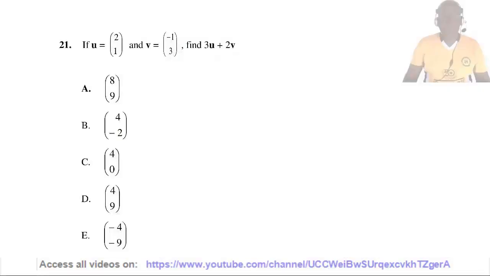Question 21. If vector u equals (2, 1) and vector v equals (-1, 3), find 3u plus 2v. That is 3 times vector u plus 2 times vector v. Vector u equals (2, 1), and vector v equals (-1, 3).